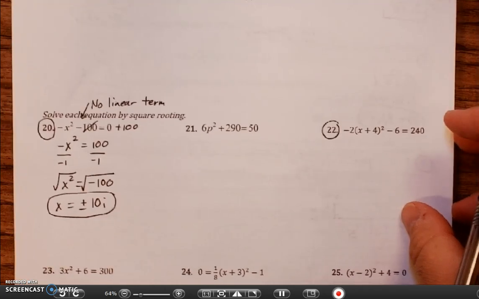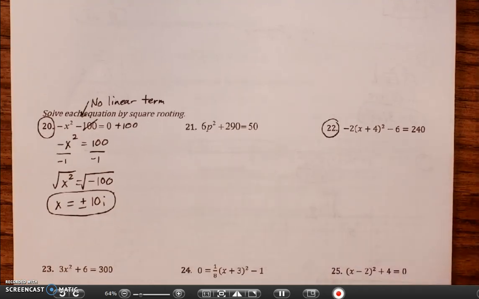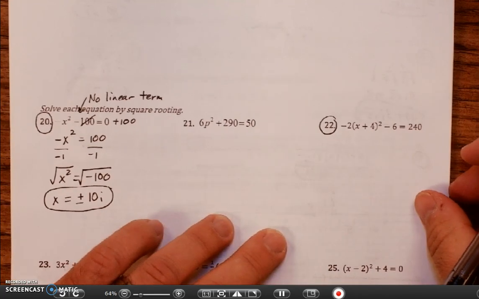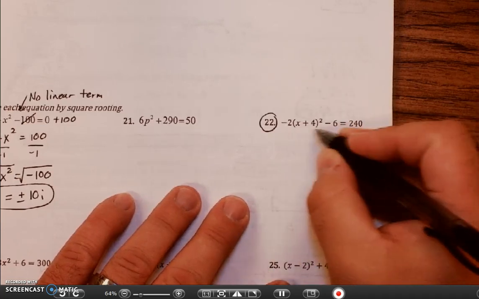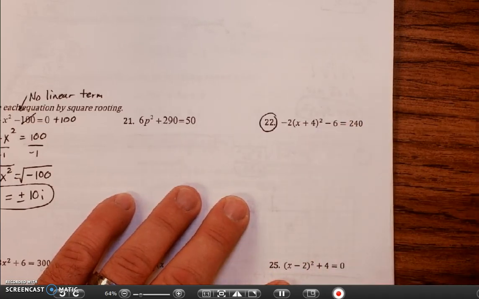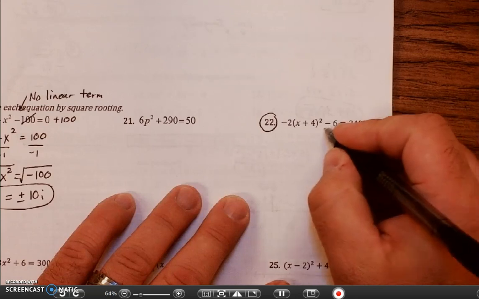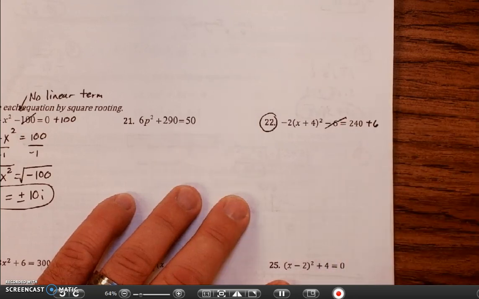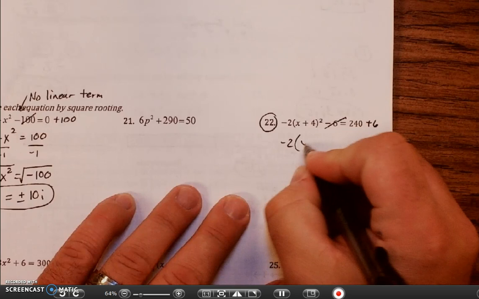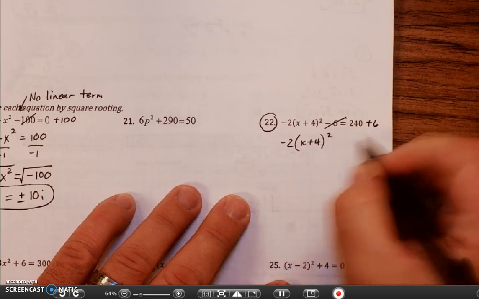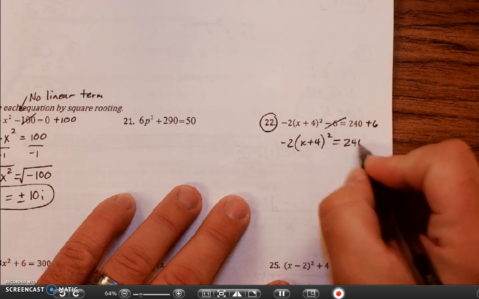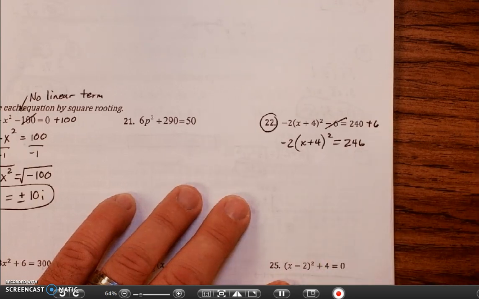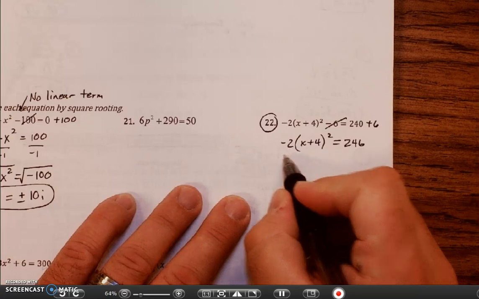Now, because of the form question 22 is in, I do not have to factor that one as well. It's kind of in a factored form almost. So what are we going to do here? Well, we're trying to get x plus 4 by itself. So the first thing I'm going to do is add the 6 to the other side. Please resist the temptation to FOIL. That is the last thing you need to do here. I do need to get rid of that negative 2 by dividing.